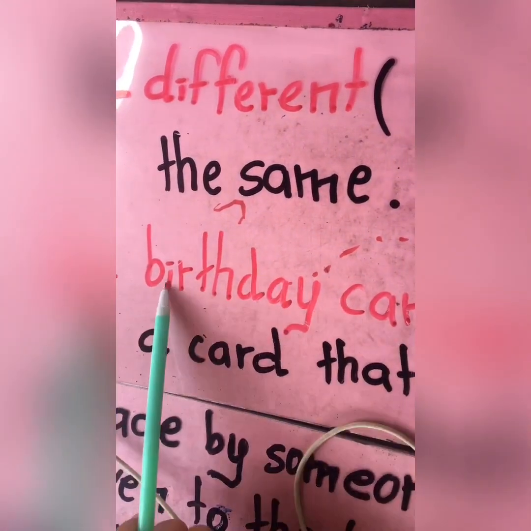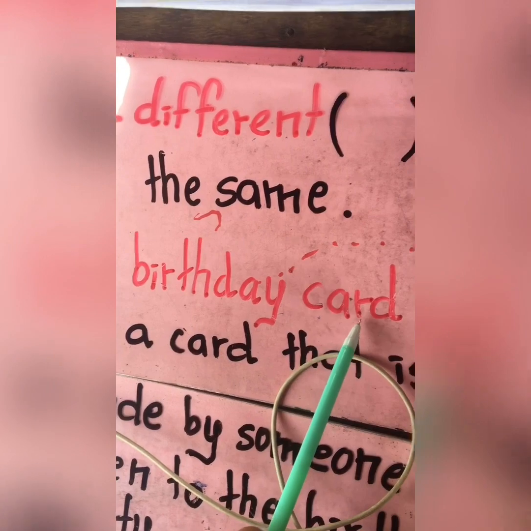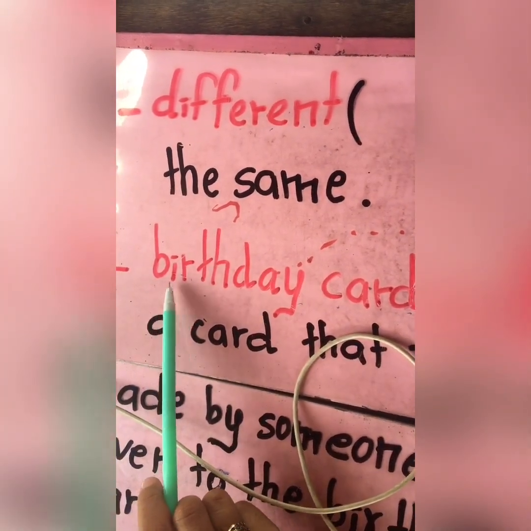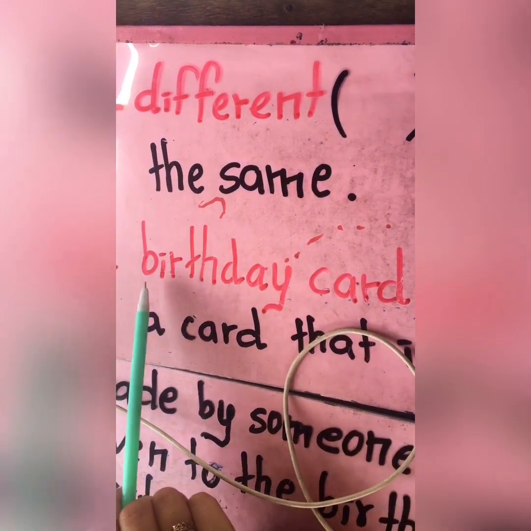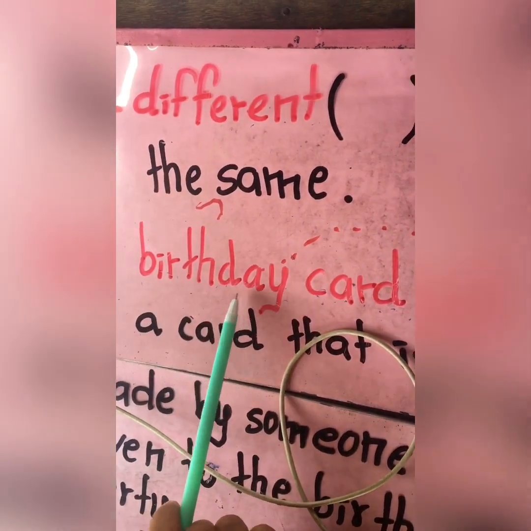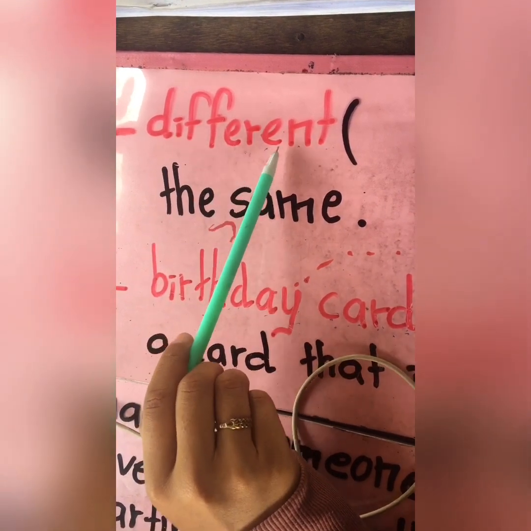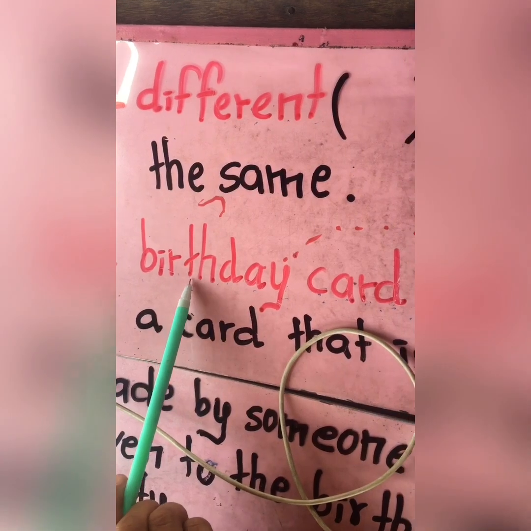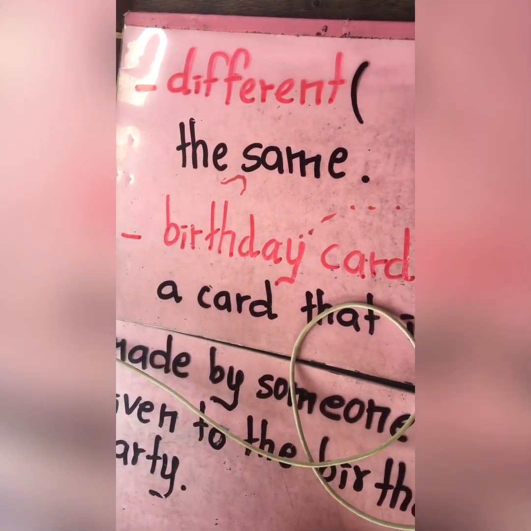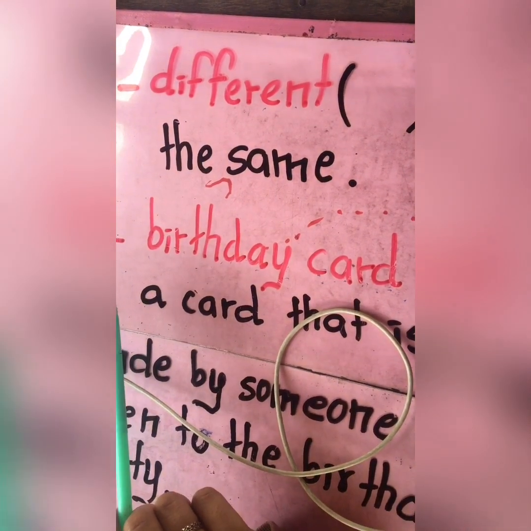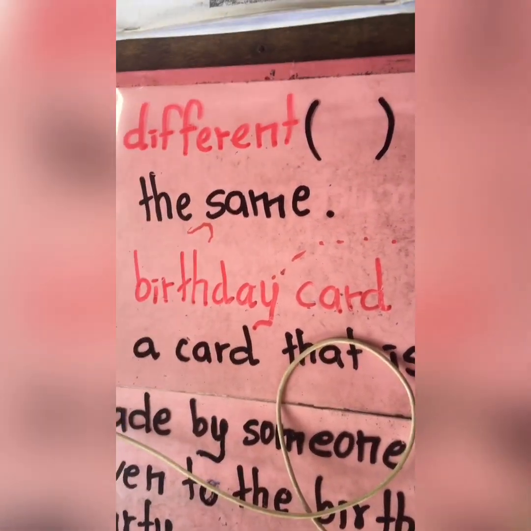Good job. Now let's go to birthday card. Birthday card, spell birthday card. Birthday card, spell birthday card. So now let's spell by yourself. Birthday card, spell. Good job. Now let's spell the word different. Birthday card. Good job. Now close your eyes and spell the word birthday card. Excellent. Now let's go to the word different. Good job.